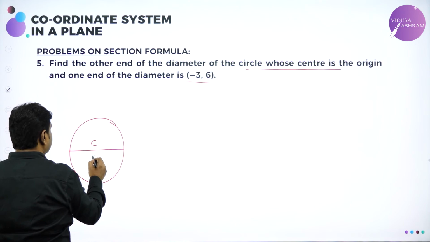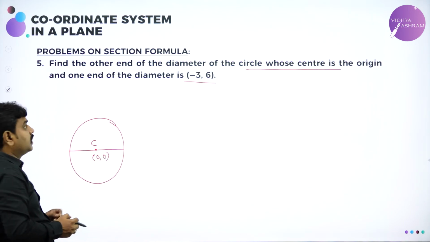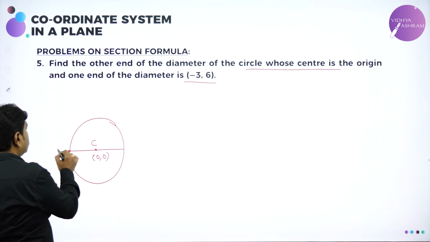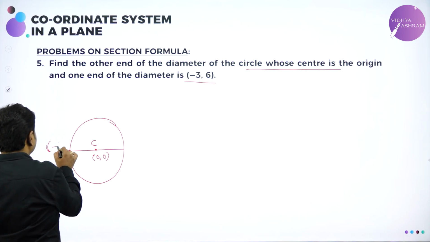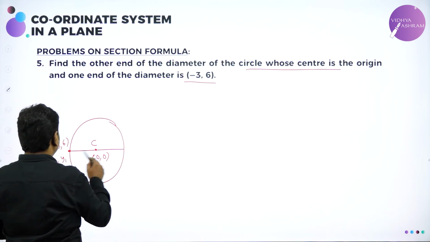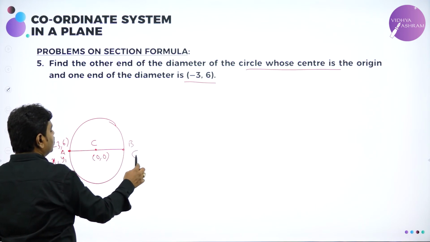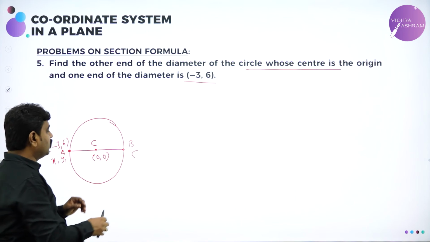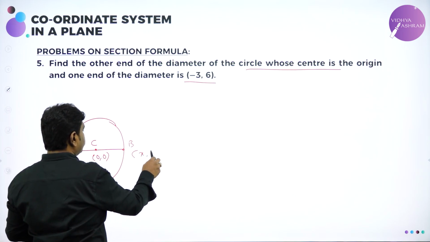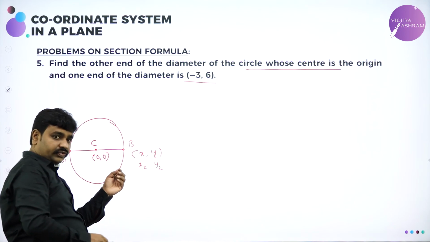So this is the center, and this center point, you know, is 0, 0, the origin. One end of the diameter is given. I call that end A, minus 3, 6, and we call it x1, y1. The other end, B, they have not given. We don't know the other end. It is unknown. I call it x, y, which is x2, y2. We need to find this.